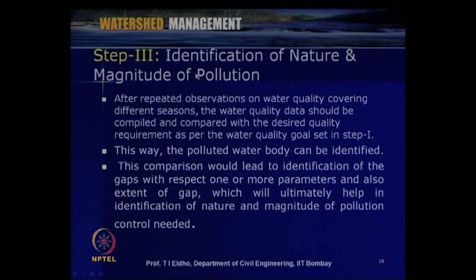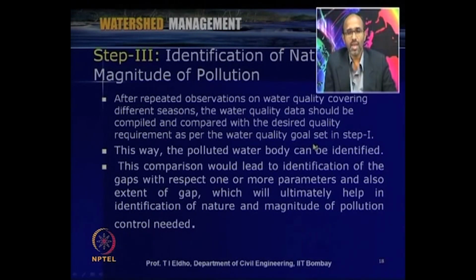Now step number 3 is identification of nature and magnitude of pollution. Here, after repeated observations of water quality covering different seasons, the water quality data should be compiled and compared with the desired quality requirement as per the water quality goals set in step number 1. So here we have to do the testing and see whether water quality criteria are met. This way the polluted water body can be easily identified.